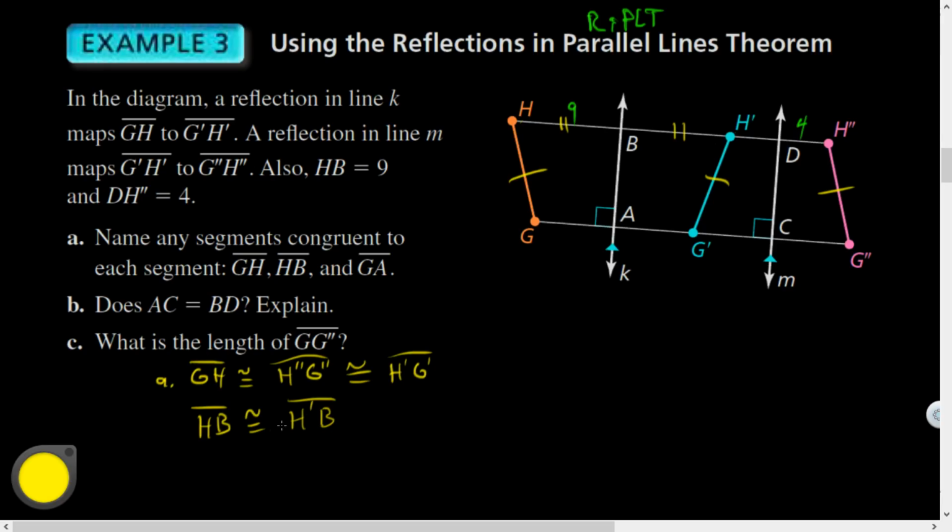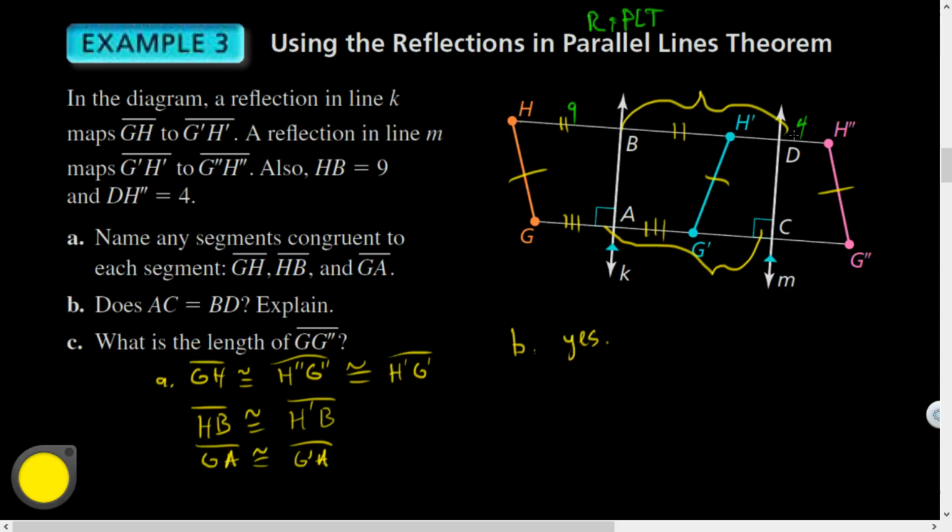Okay. And then lastly, GA. G prime, G prime, right? Okay, there we go. And then they asked question B: does AC equal BD? Is AC equal to BD?